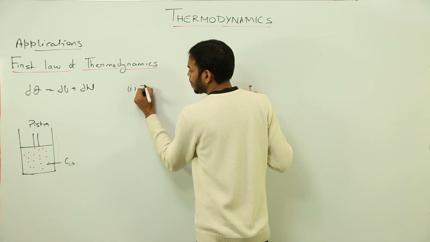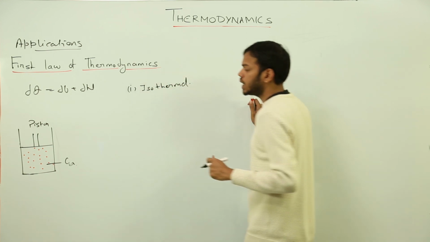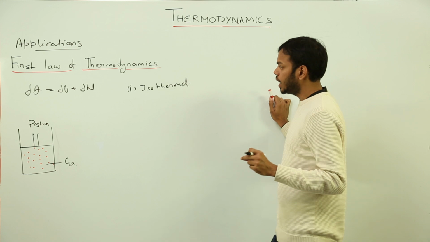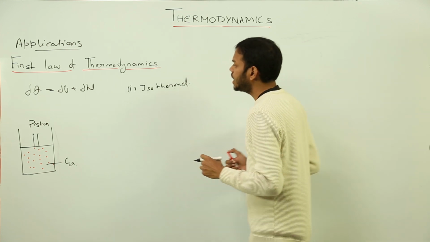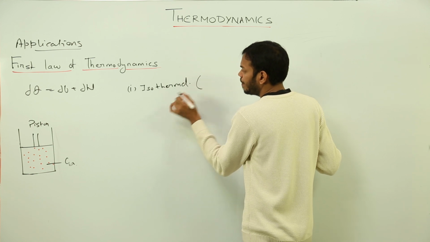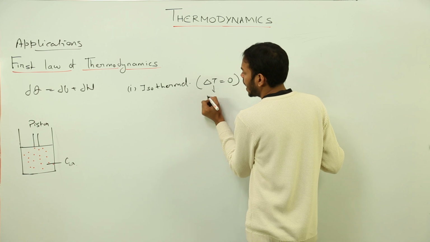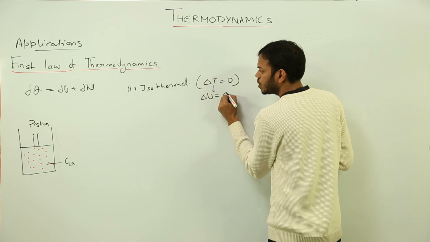Let's apply it for isothermal. What is an isothermal process? It is a process which takes place at constant temperature. Now we know that internal energy is basically a function of temperature. So if it is taking place at constant temperature, that is delta T is equal to 0, this will imply that change in energy would also be equal to 0.